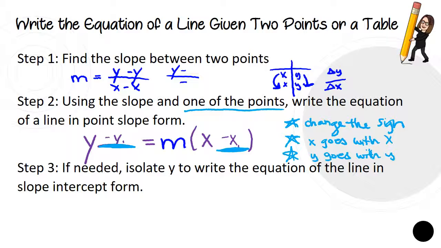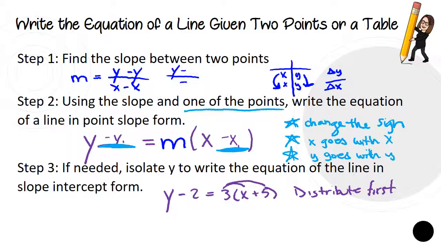Step 3, if you're asked to or if needed, you're going to isolate the y, which will write the equation of the line in slope-intercept form. So let's take a look at what that would do. For example, if I have this equation, okay, I would distribute first. Okay, that would take care of my right side. So I have a 3x and a 15.